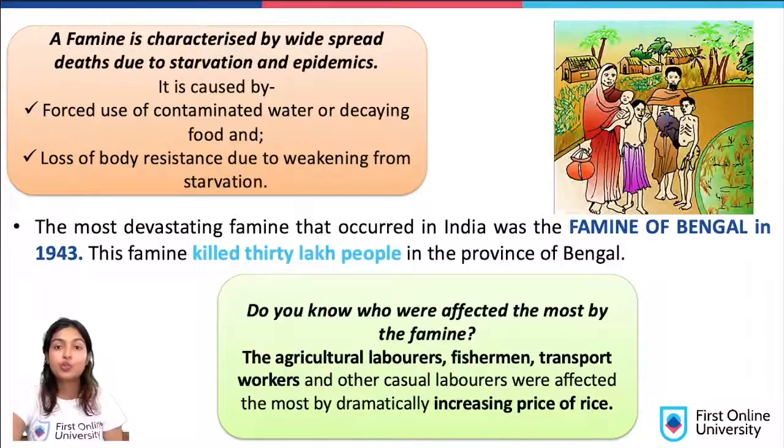And do you know who were affected the most by this 1943 Bengal famine? Again, it was the most vulnerable people, that is the agricultural laborers, the fishermen right near the coast, the transport workers, and many other laborers. They were affected because the price of rice, cereals, and daily consumption needs increased because of the famine, and people could not afford it and ultimately starved to death.